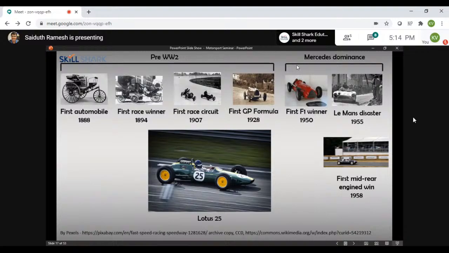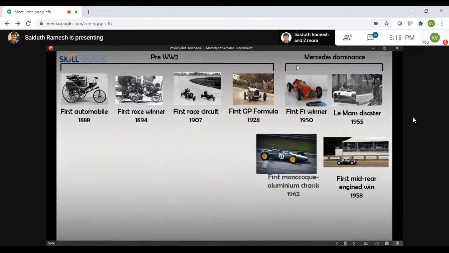Now, the next car you see here is a Lotus 25, and this was a big change in motorsport. It was a car driven by Jim Clark, and it was designed by Colin Chapman, who's regarded as one of the greatest technical designers in F1. And this car dominated for quite a few years from that point onwards. The reason why this car was really good was because it was the first ever monocoque chassis.